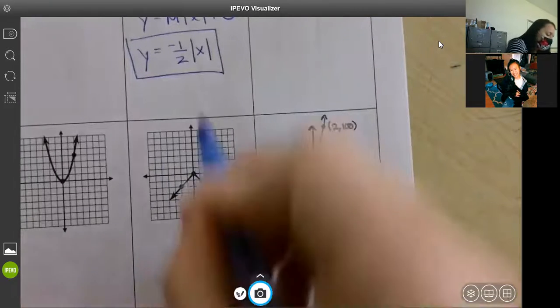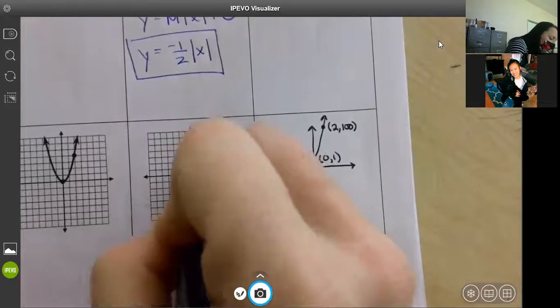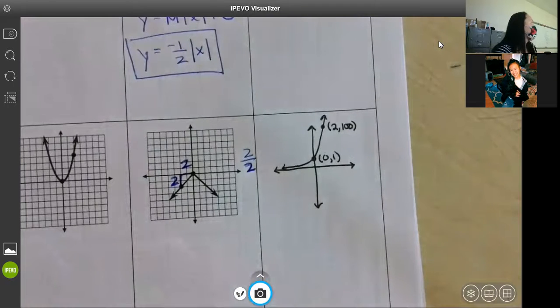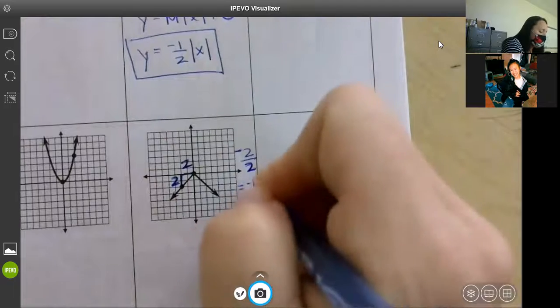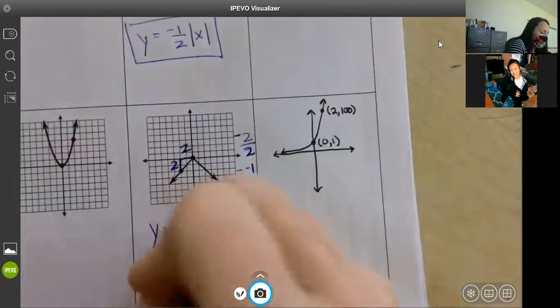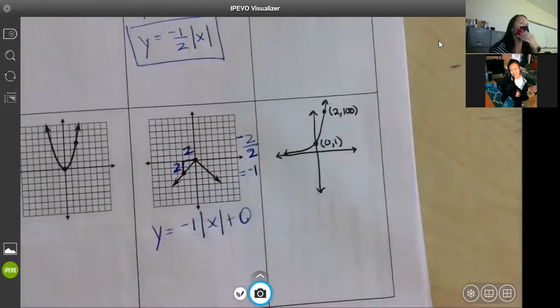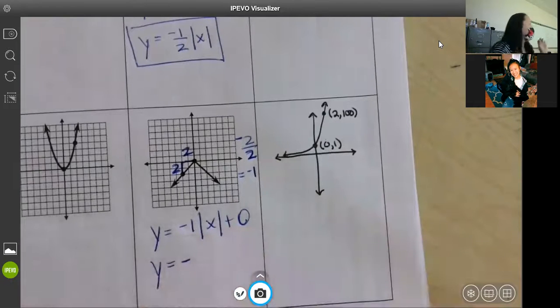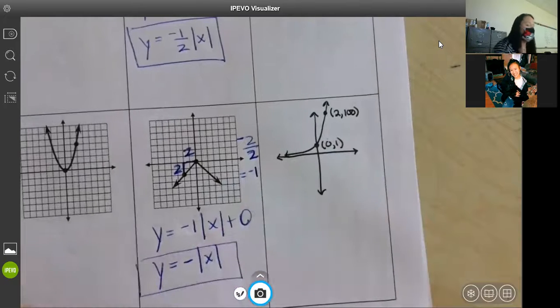On your next one, our slope is rise 2, run 2, rise over run. What else do I know about the slope? It's negative because it points down. So -2/2 is -1. So our equation is going to be -1 absolute value of x. And then you can put the +0 or not. I don't mind. But how you'll see it on a final exam, if it's multiple choice, would just be negative absolute value of x. The 1 wouldn't even be there either. Okay.